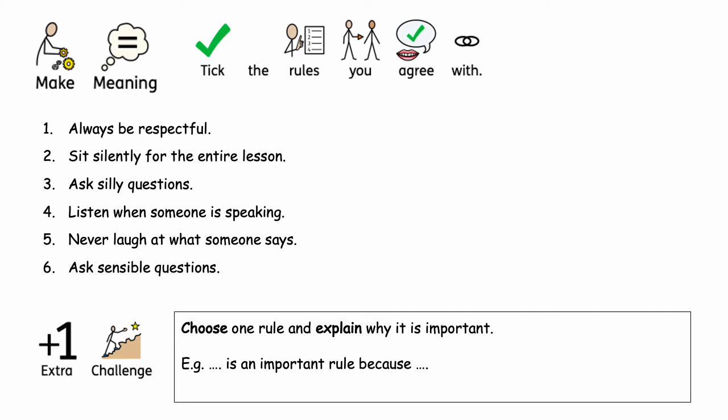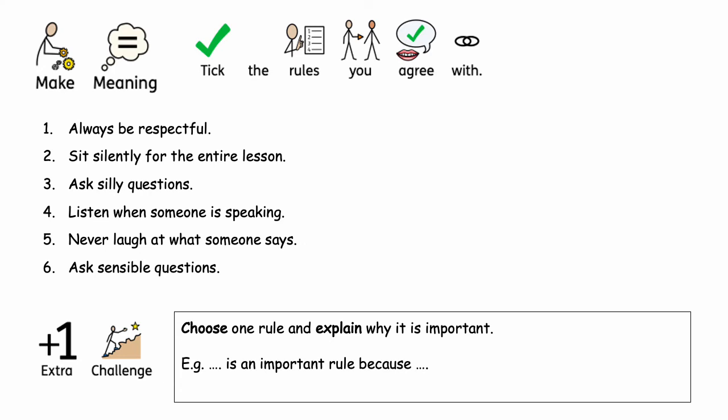And number 6, ask sensible questions. I would tick this. I think that's a really good rule, that if we're going to ask a question, it should be sensible and it should support the learning. And we also want people to ask questions in PSHE because that's what makes really good PSHE lessons. So did you agree with the same rules as me?